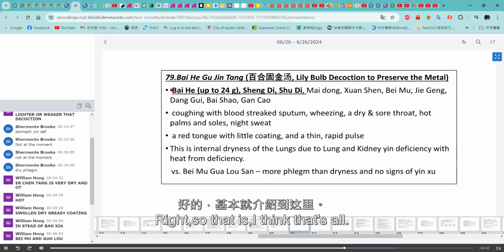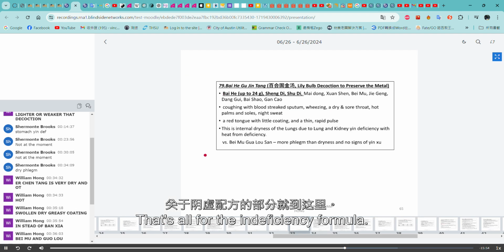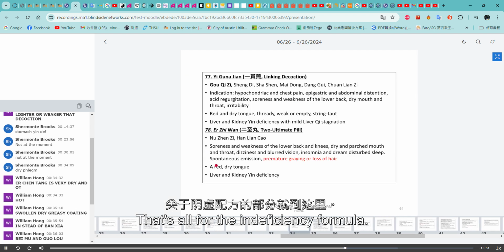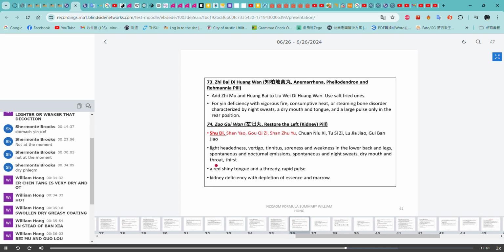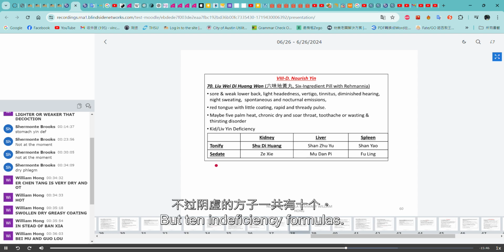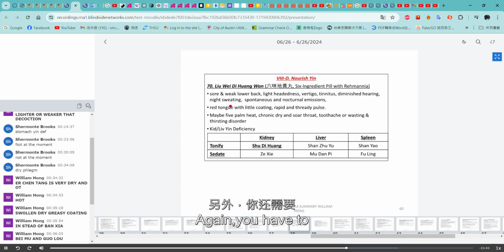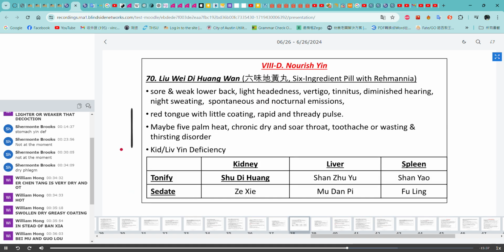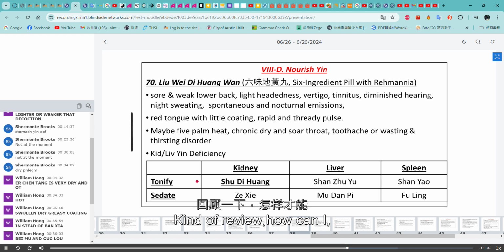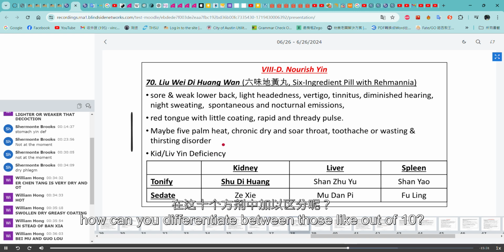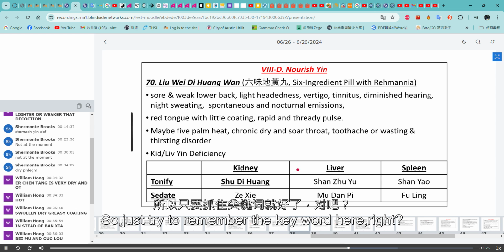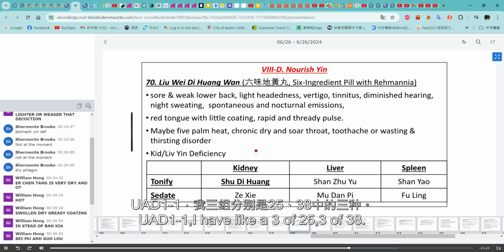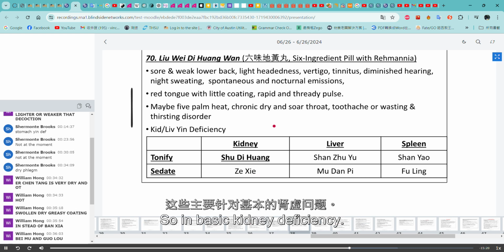All right, so I think that's all for the insufficiency formulas. About 10 insufficiency formulas. Again, you have to review how to differentiate between those 10. So just try to remember the keywords here. Liuweidihuangwan is basic kidney insufficiency.